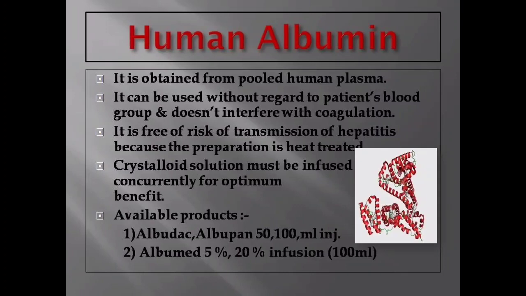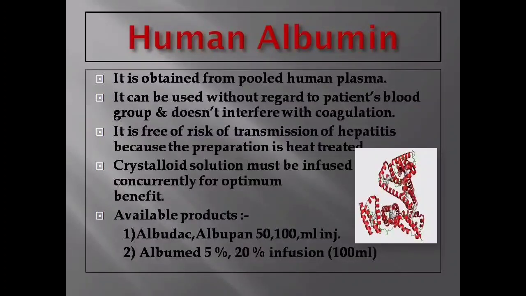The first one is human albumin. It is obtained from pooled human plasma. It can be used without regard to patient blood group and doesn't interfere with coagulation. It is free of risk of transmission of hepatitis because the preparation is heat treated. Crystalloid solution must be infused concurrently for optimum benefit. This is the image of human albumin.